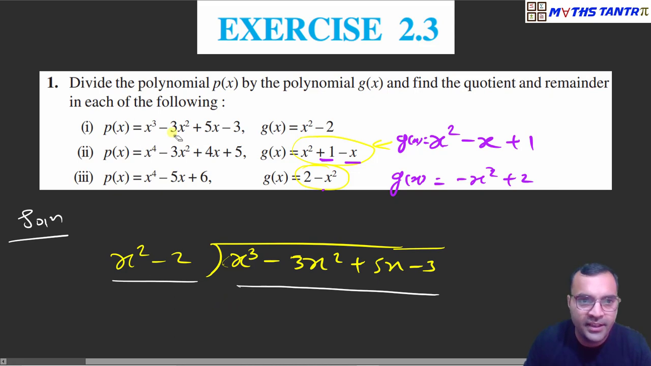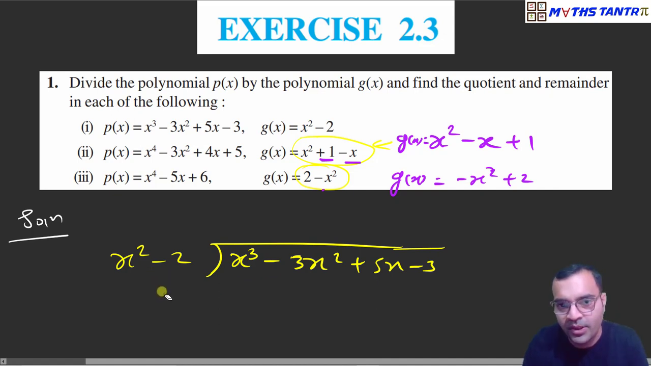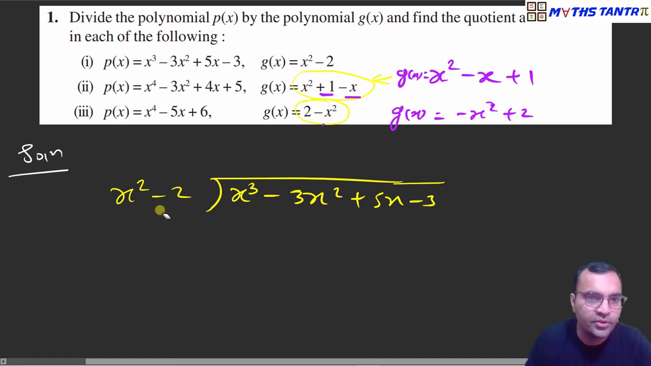Second, while writing the question as a dividend and divisor, what should we follow? We should arrange them in the descending powers of the variable. First term should be the highest power variable. Second term will contain the second highest. Third term will be the third highest, and so on. We should follow the same for dividend and divisor. Okay, so let's start. We are solving our first question.